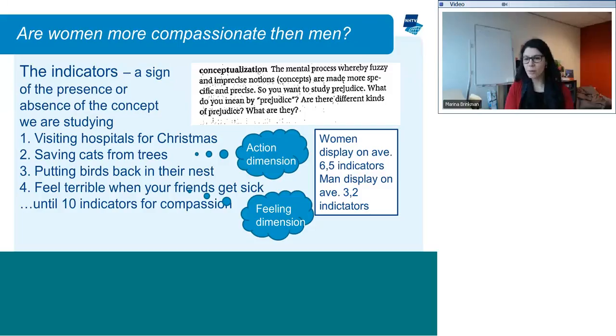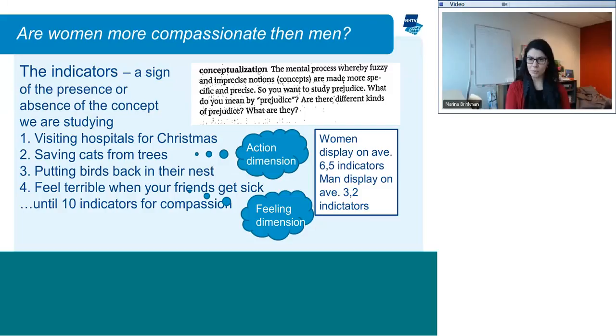And in this example, if we ask men and women if they agree or disagree with those, I can formulate them easily as a statement. You can, for instance, ask how important is it for you to visit hospital for Christmas? How important is it for you to save cats fallen from the tree? How often do you feel terrible when your friends get sick?